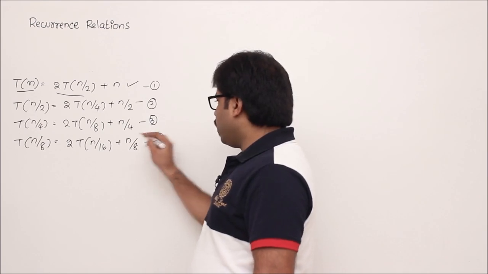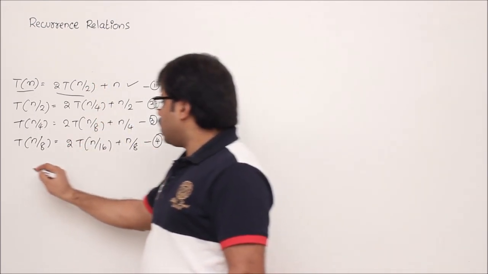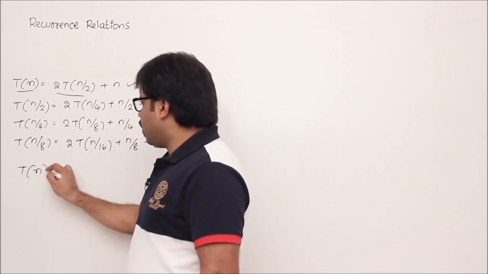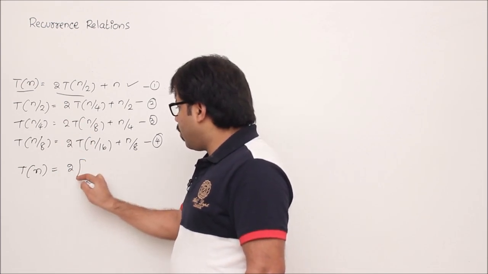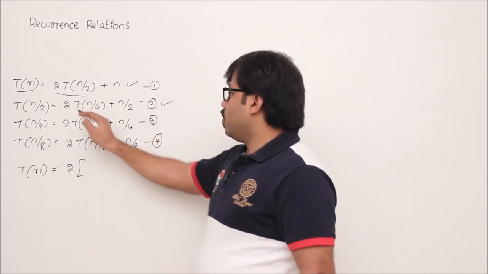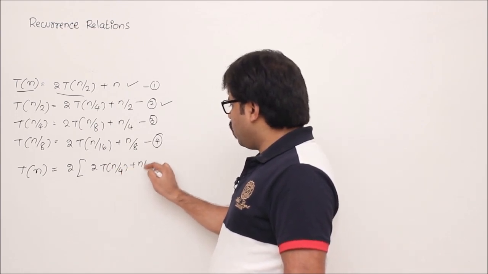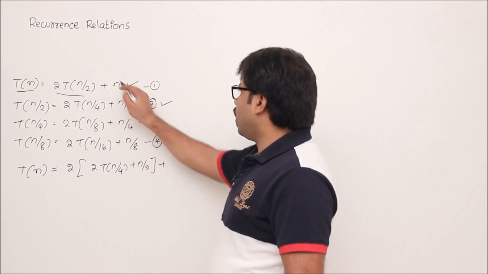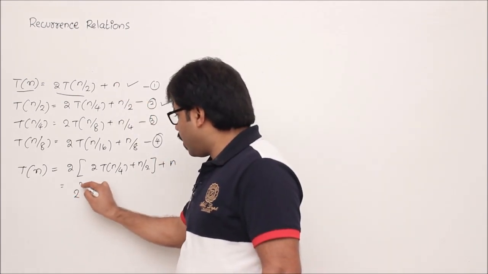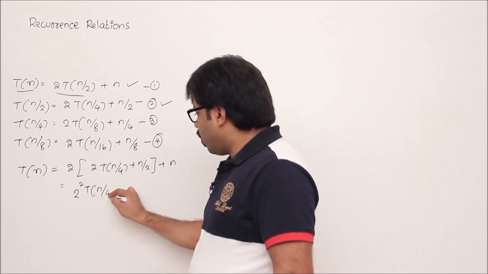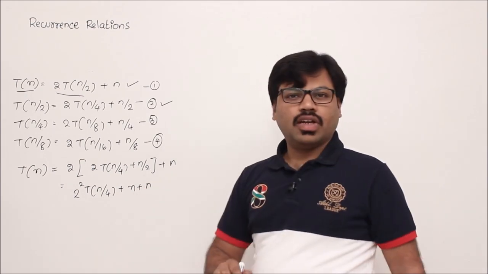After that, I substitute these values back into the original equation. Let's take the first equation again, T of n. This is substitution time. T of n equal to 2 into T of n by 2, which is equation number 2, 2 into T of n by 4 plus n by 2, plus this one, n, right? Now let's expand it. This will become 2 square into T of n by 4 plus 2 into n by 2, n, plus n, right?